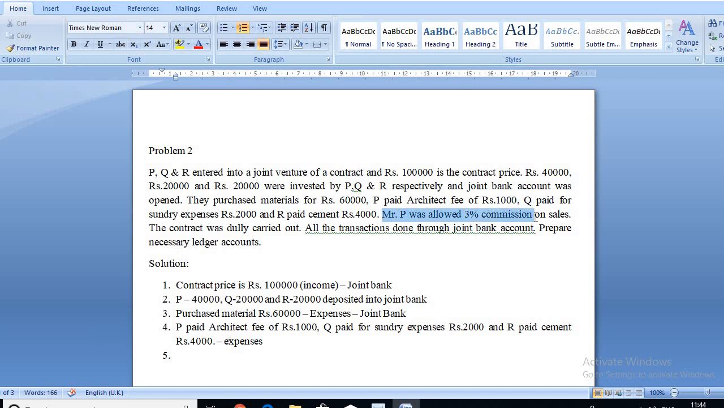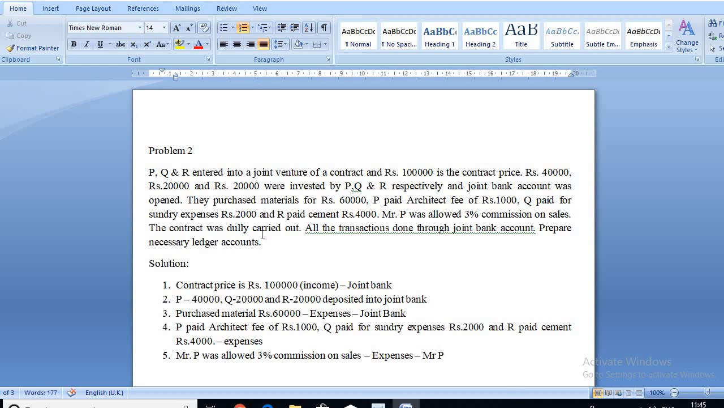Now come to the next transaction. Mr. P was allowed 3% commission on sales. So here P is getting 3% commission on sales. Is it income or expenses? This commission is an income for P, but it's an expense for the joint business. So for P it is an income, because P is getting a commission, but for the business it's an expense. And this commission is paid to Mr. P.